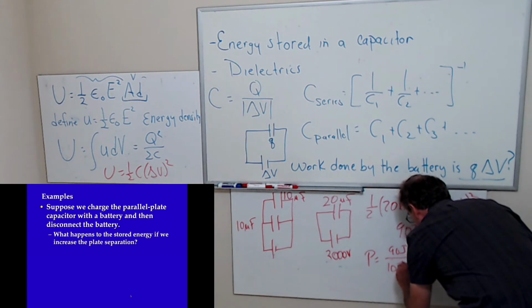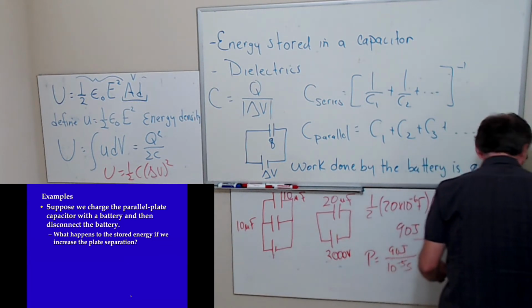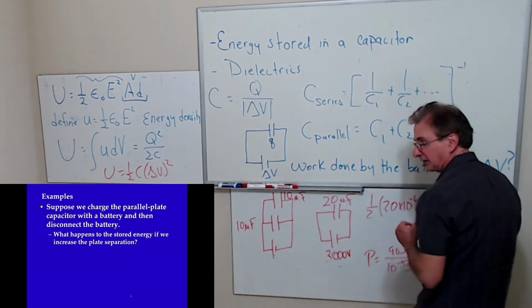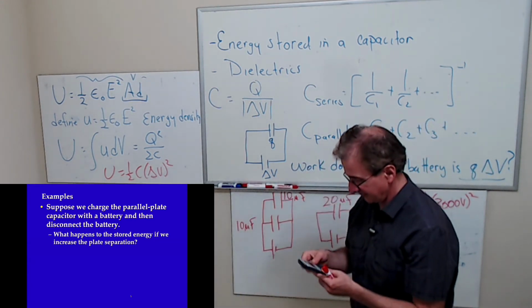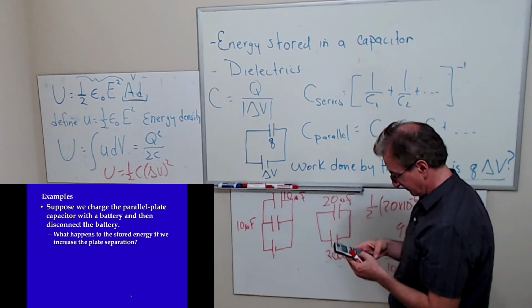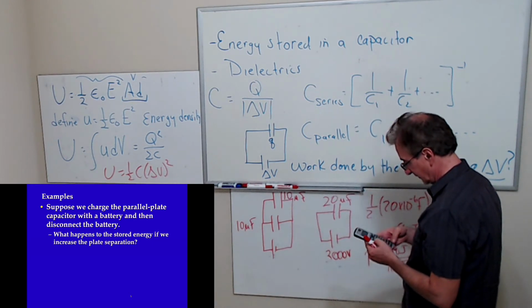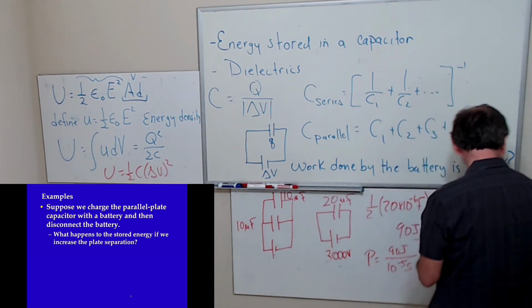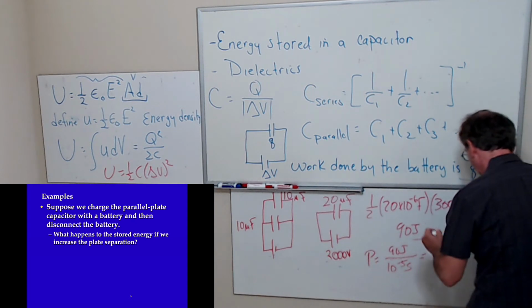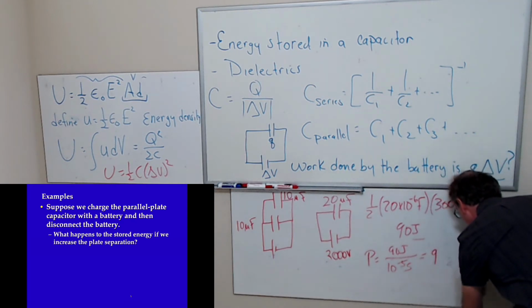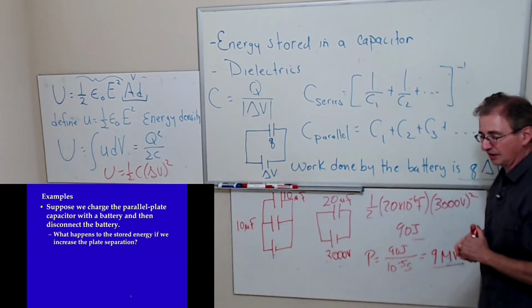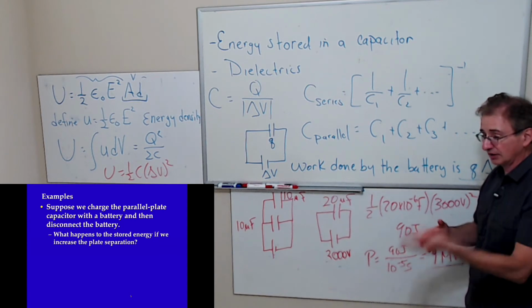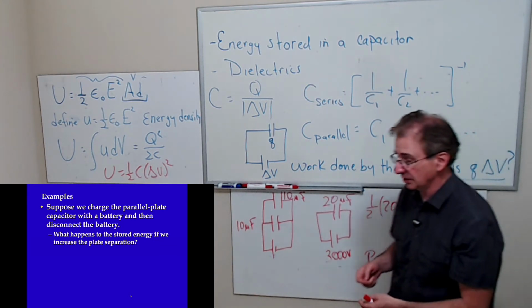Ten microseconds is 10 to the minus 5 seconds. How much power is that? 90 divided by 10 to the minus 5, which is 9 megawatts. That's 9 million watts, the rate at which energy is being dissipated if it takes 10 microseconds to dump that energy.